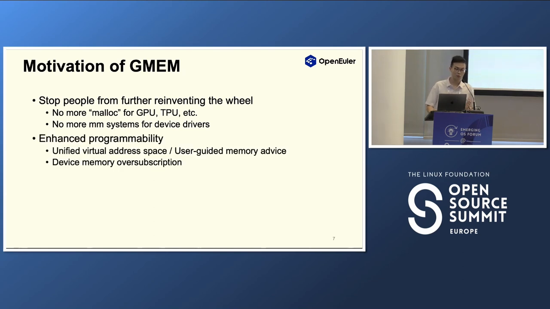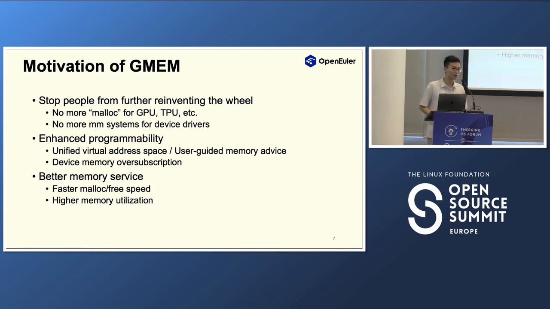Secondly, we want to enhance the programmability of the accelerators, as we are going to provide a unified virtual address space so that your pointers can be shared between your CPU and accelerators. At the same time, we will allow your application to oversubscribe your device memory so that you don't need to write any lines of code. You can even use 1 terabyte of memory even though your HBM is like 30 gigabytes. And ultimately, we are going to provide better memory service. This includes both faster malloc speed and higher memory utilization.